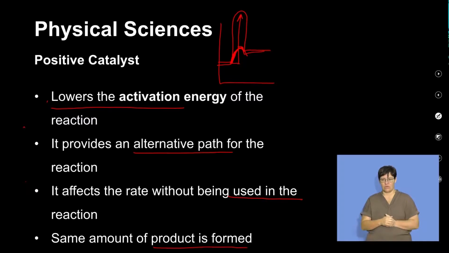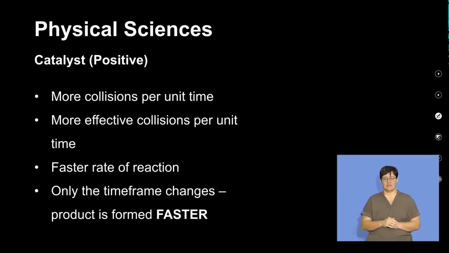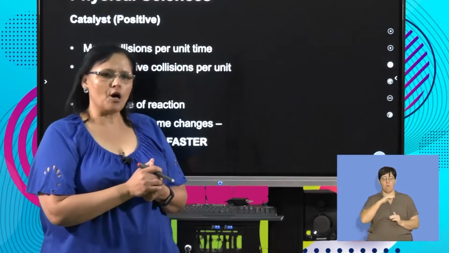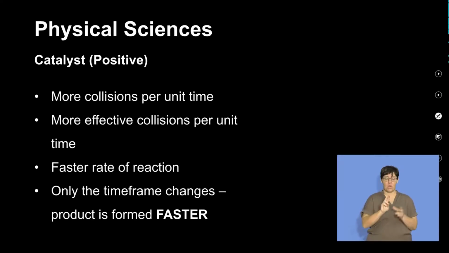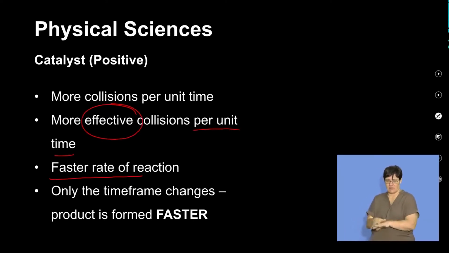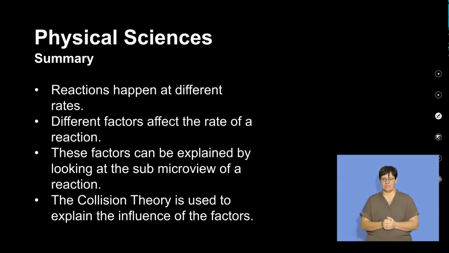So when we look at the effect with the collision theory, we now know that if it's a positive catalyst, there will be a lower activation energy. There will be more collisions per unit time. There will be more effective collisions per unit time. That leads to a faster rate of reaction. And again, only the time frame changes, but not the product. The product remains the same.